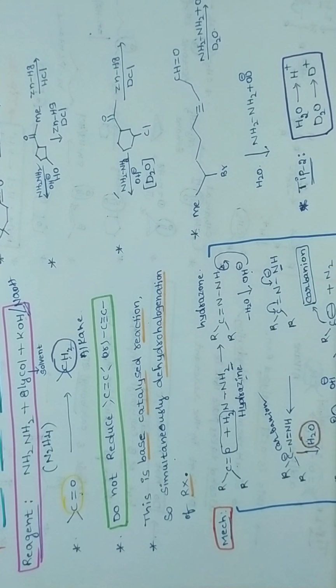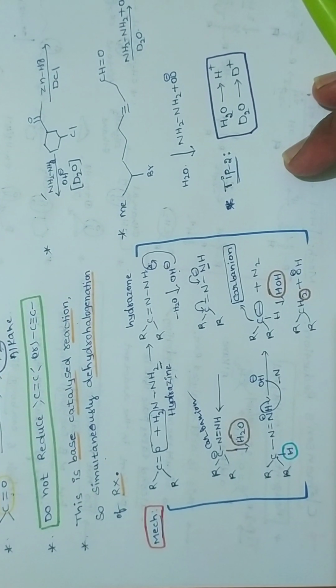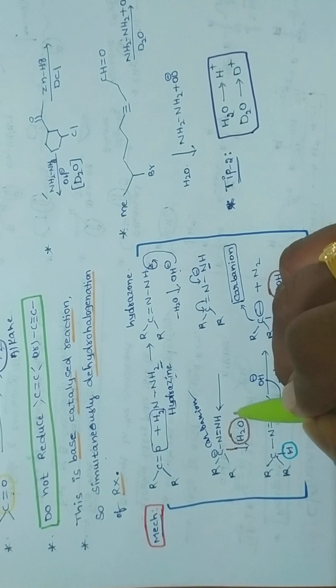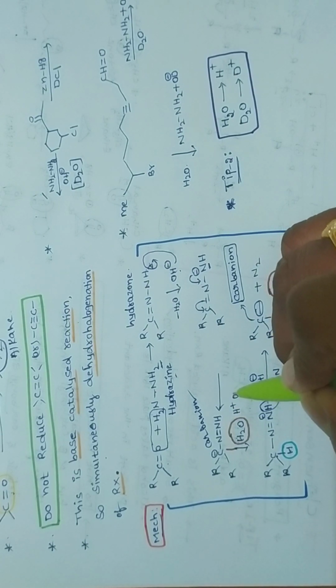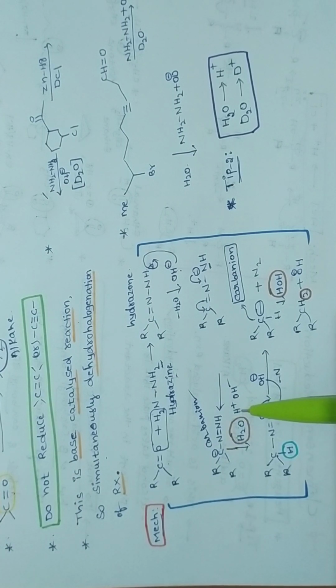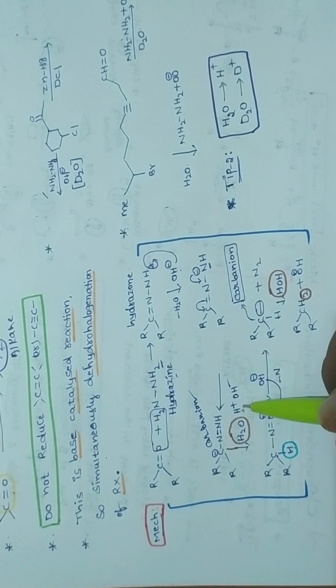Now this carbanion reacts with the water molecule. See, whenever this carbanion reacts with the water molecule, it gives H plus and OH minus. This carbanion reacts with the H plus ion, and then we get a CH bond. See, here a CH bond is formed. This hydrogen is coming from the water.